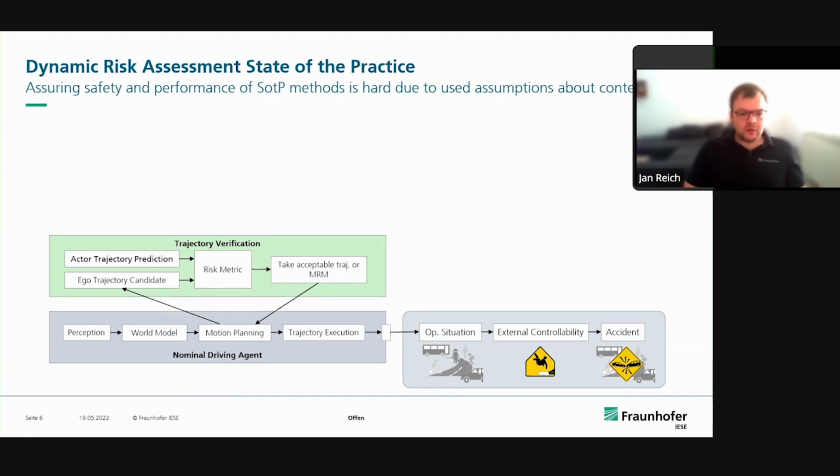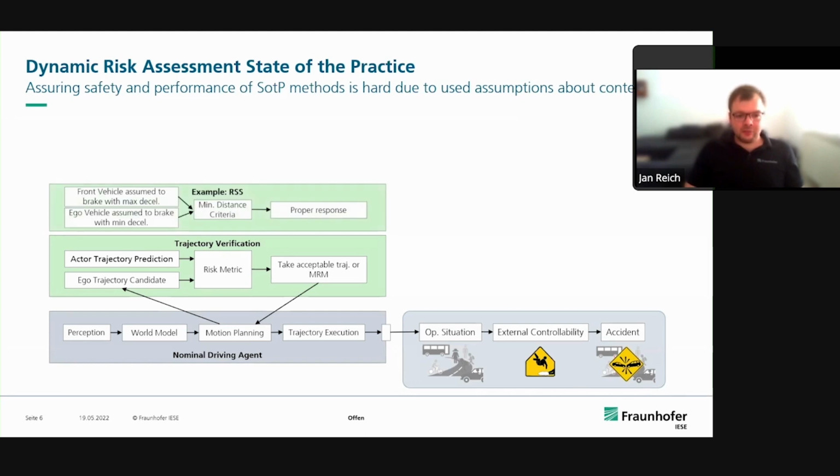So the most straightforward technique for making sure that the trajectories generated by a motion planner and a nominal driving agent are safe is to use so-called trajectory verification. It seems natural that if the motion planner outputs a trajectory, we also perform the risk assessment on a trajectory level. This means an ego trajectory candidate coming out of the motion planner is compared, as part of a risk metric, with the trajectories that are predicted for other actors in the vicinity. And if this risk metric exceeds a certain threshold for criticality, then we decide whether we have to perform, for instance, a minimum risk maneuver, or whether we can select or execute the trajectory with an acceptable risk. Important here is that we have the actor trajectory prediction involved.